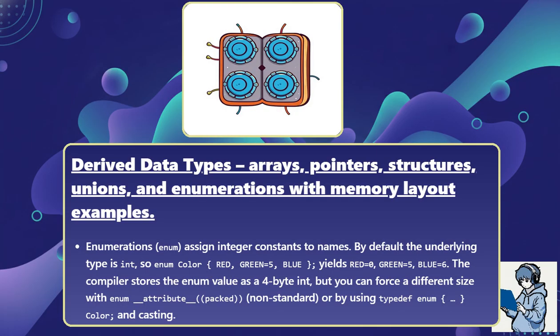Enumerations, pronounced enum, assign integer constants to names. By default, the underlying type is int, so enum color { red, green = 5, blue }; yields red equals 0, green equals 5, blue equals 6. The compiler stores the enum value as a 4-byte int, but you can force a different size with __attribute__((packed)), non-standard, or by using typedef enum { } color; and casting.